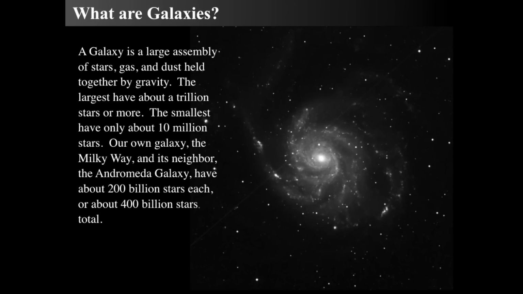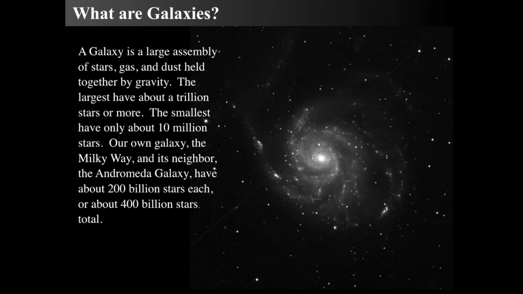So what are galaxies? Galaxies themselves are huge assemblies of stars and gas and dust, and they're all held together by gravity. And the largest have about 1 trillion, that's 1,000 billion, stars or more. And the smallest are really tiny, with only tens of millions of stars. And the nearest neighbor to the Milky Way is the Andromeda galaxy, or Messier Object 31.